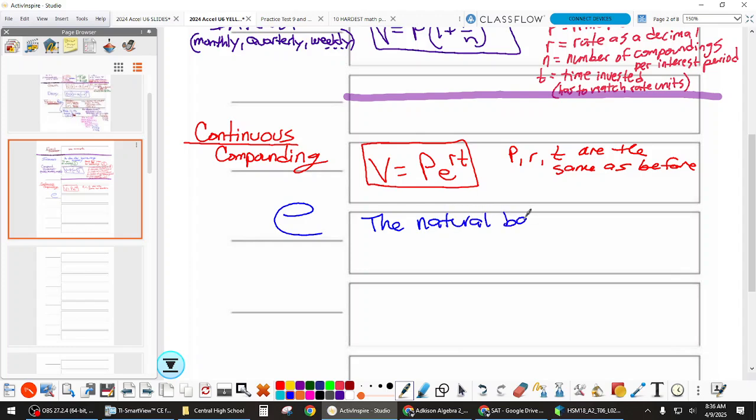We call this the natural base. Its value is approximately 2.718. It is a constant. I'm going to write that in a different color. It's a constant.